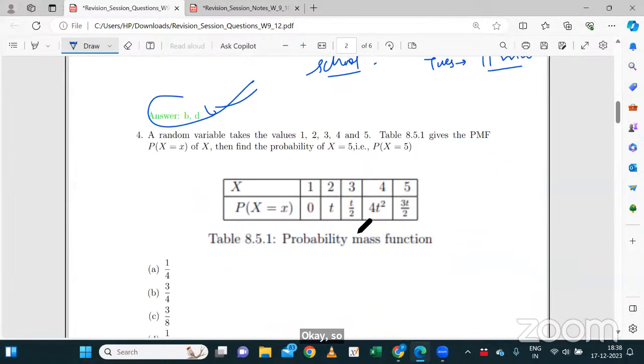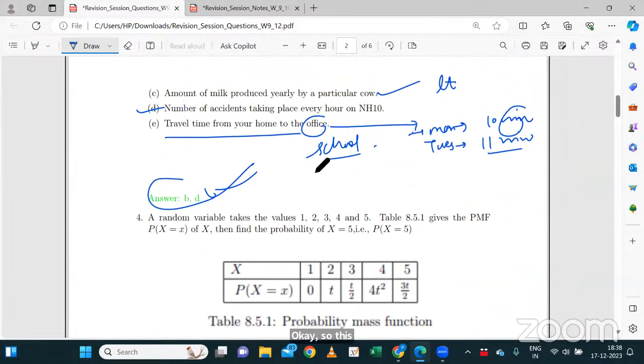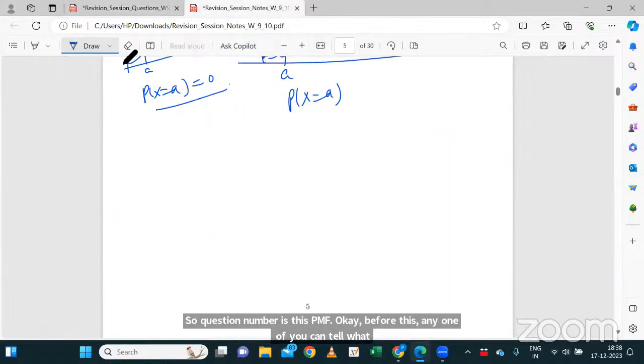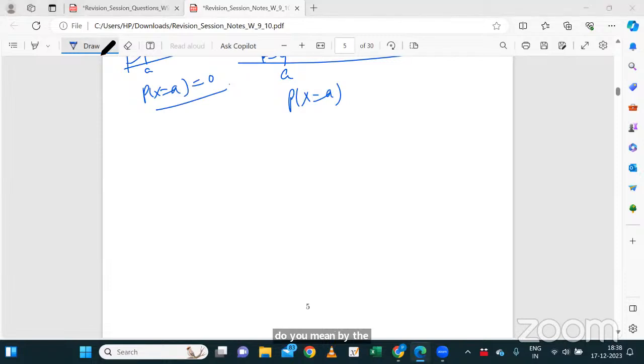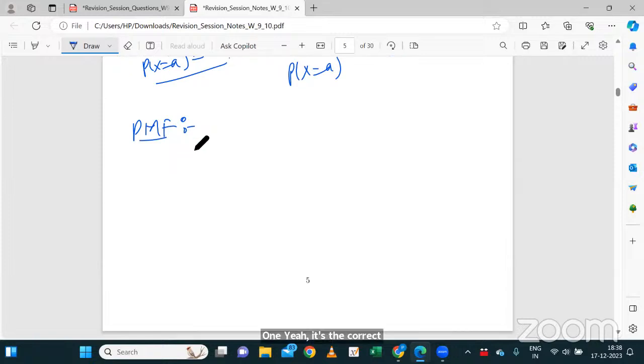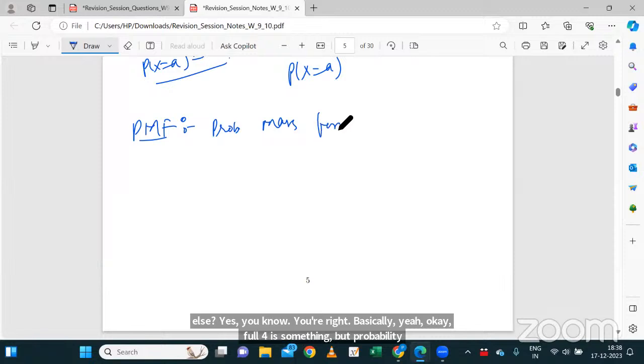Okay, so question number 6 is this PMF. Before this, can any one of you tell me what you mean by PMF? It's basically all the probabilities for the random variable. Yes, that's correct. You are right. The full form is nothing but probability mass function.